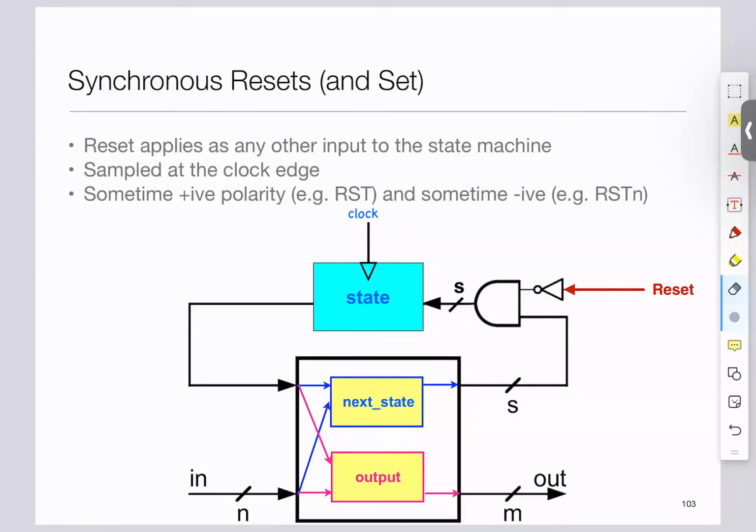It's almost like separate from the clock. And another possibility is that the flip-flop has synchronous set and reset, which is when the signal comes, then it waits until the next clock edge. So one can do that.